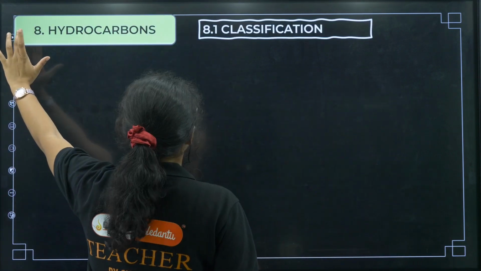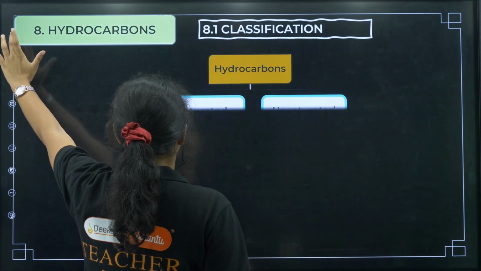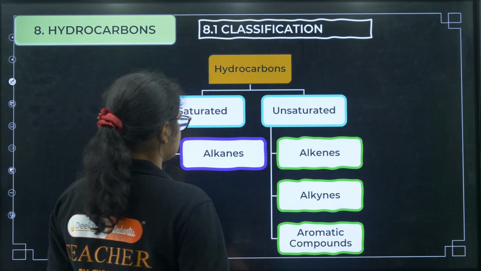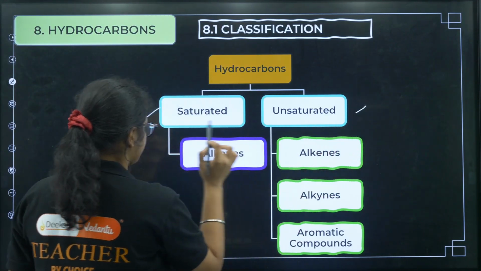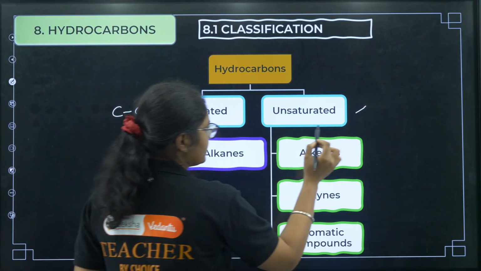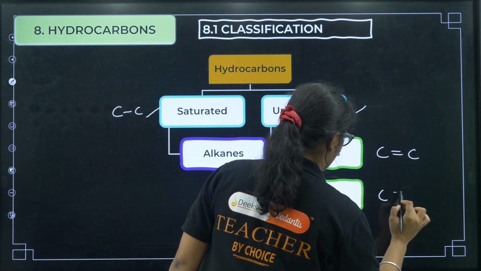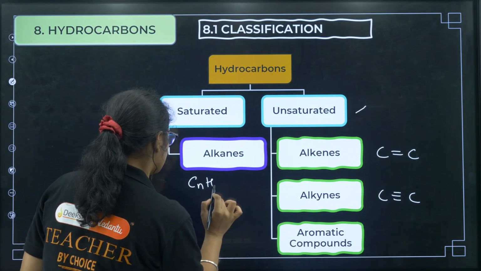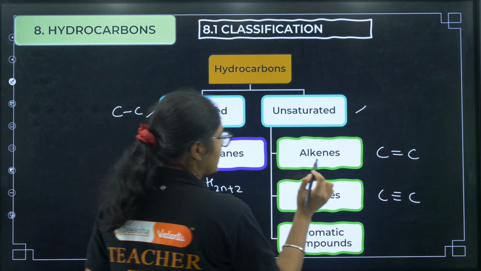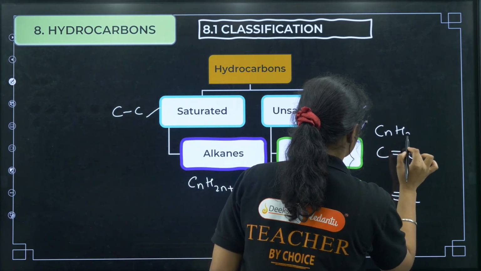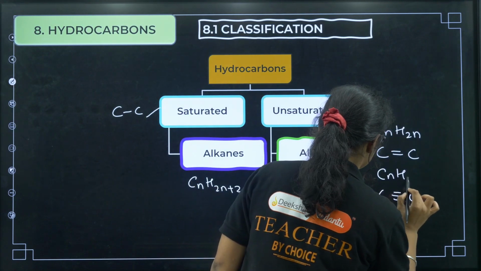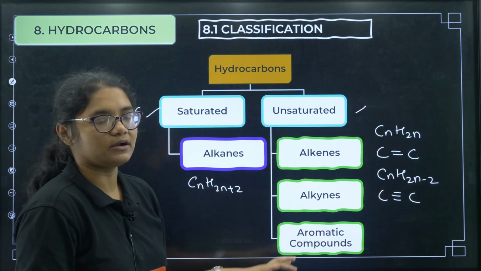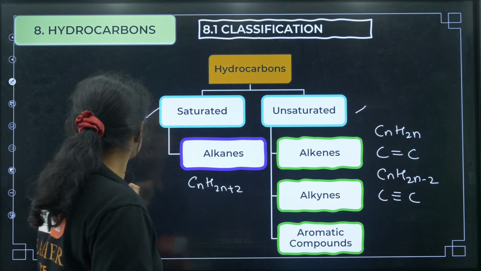Now coming to the classification of hydrocarbons. Hydrocarbons are classified into saturated and unsaturated. Saturated means C–C single bonds, and in unsaturated we have C=C double bonds and C≡C triple bonds. The general formula of alkanes is CnH2n+2. For alkenes it is CnH2n, and for alkynes it is CnH2n−2. The aromatic compounds are also a part of unsaturated hydrocarbons.